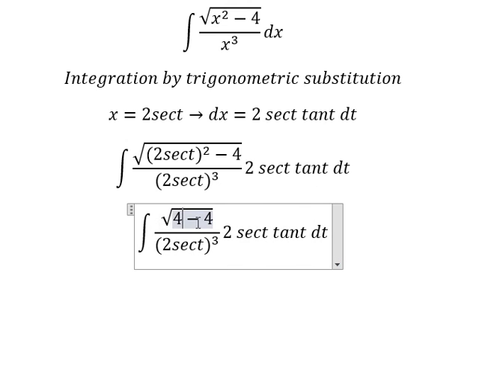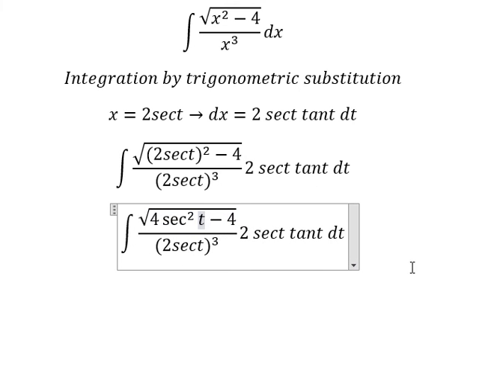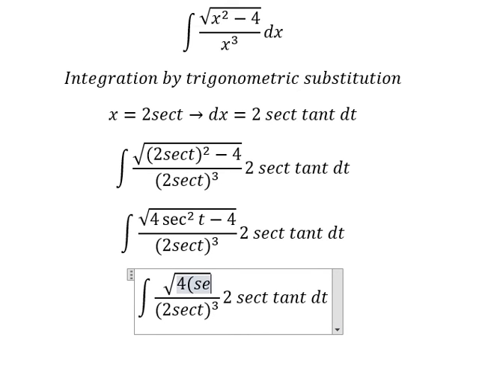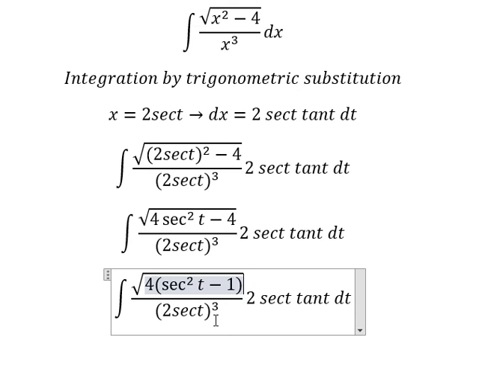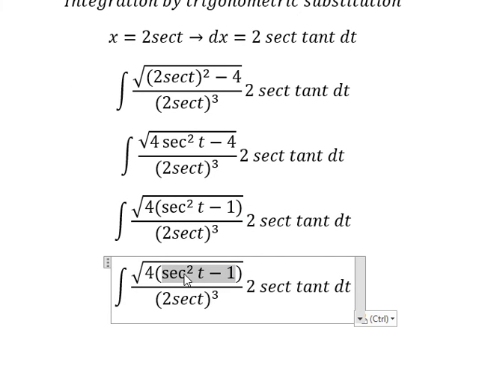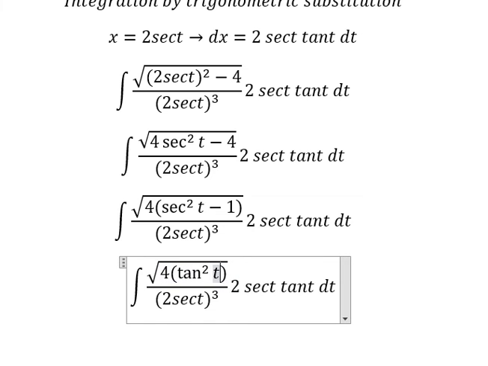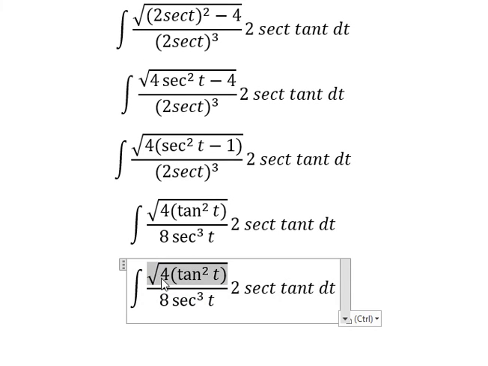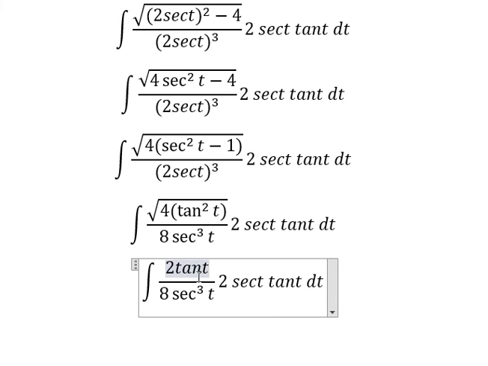This one we have 4 secant of t squared. Number 4 and number 4 we can do factorization. This one we change by tan t squared. This one we have 8 secant of t to the power of 3. This one we have 2 tan t.